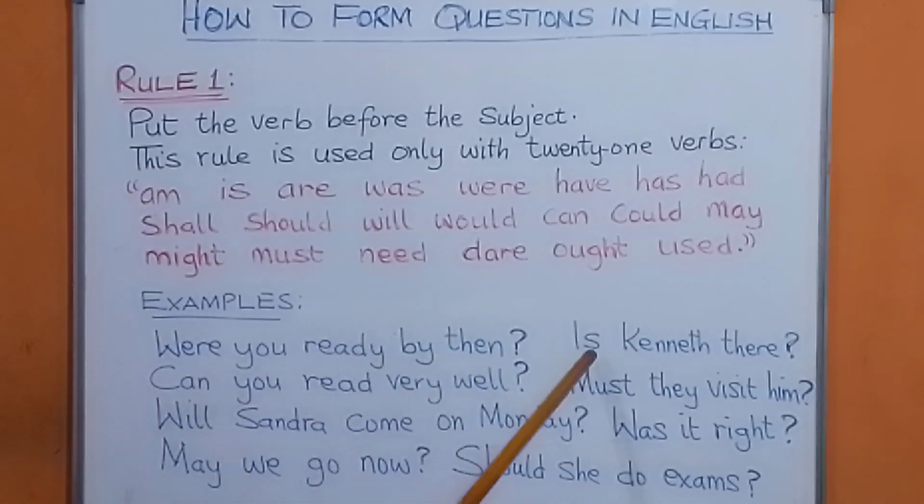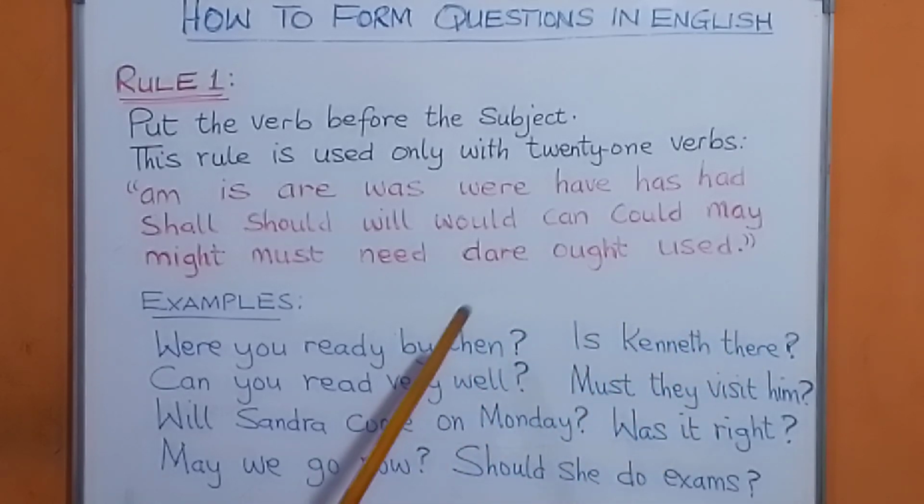Look at this. Is Kenneth there? We are forming a question. Is, that is the verb. Kenneth, that is the subject. So we say, put the verb before the subject. Is Kenneth there? Then you have formed a question.